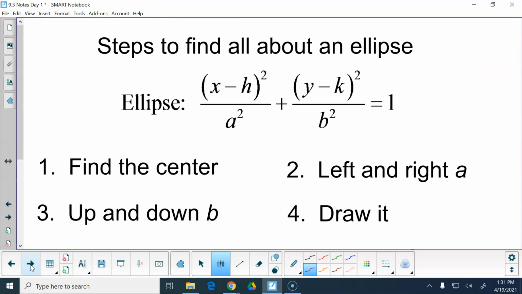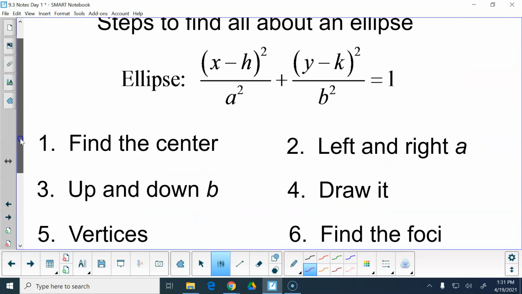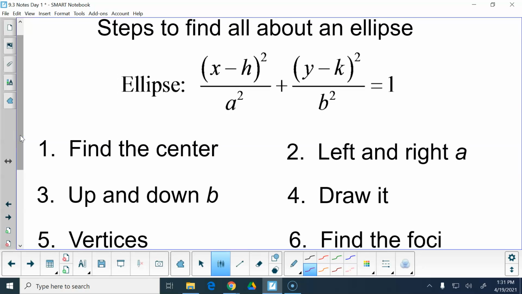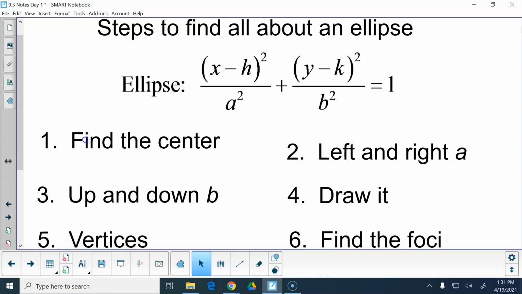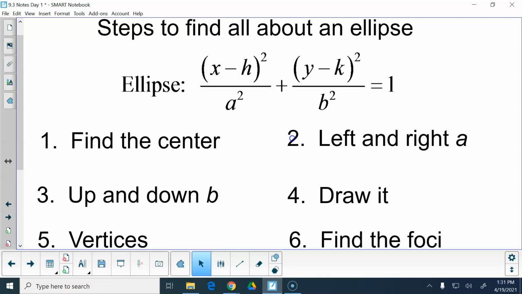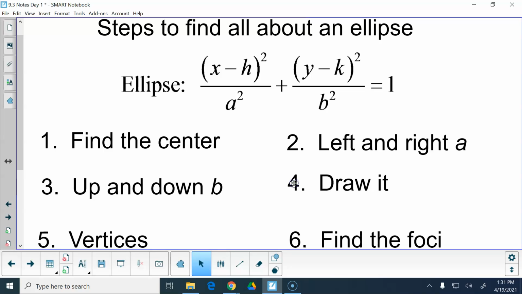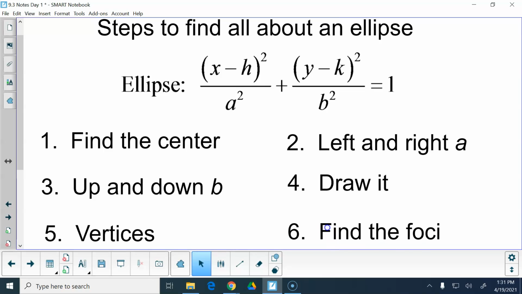So, putting it all together then, okay? The steps that you need to do in order to graph an ellipse, or if you're answering questions about an ellipse and things that you need to find about said ellipse.